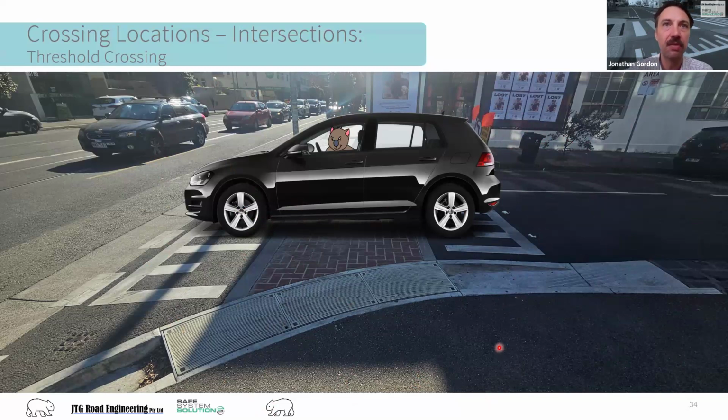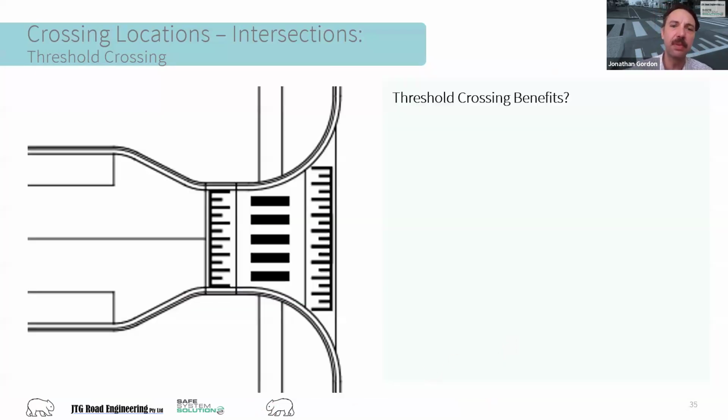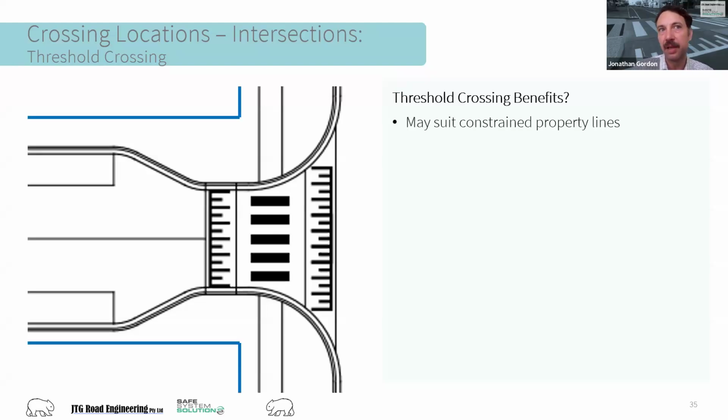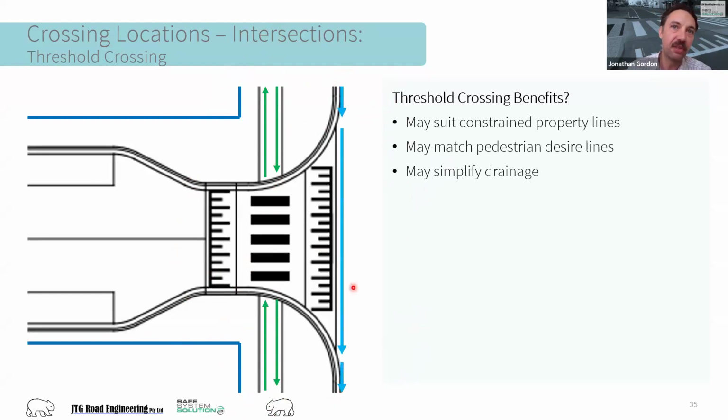Let's continue on this threshold crossing location discussion and just talk about some of the benefits of them. So I touched on it then, but it really may suit constrained property lines, such as in that previous image there. And that is because it suits the desire line. So if you've got a continued path of travel here, then this location may be ideal for that. And in constrained smaller residential areas, or even in that example I just previously showed, which is in Brunswick, Victoria, it may suit the property lines being tight against the corners here. It may also simplify our drainage. So I've got no issues in having drains continue along the toe here, provided that it does flow, of course.